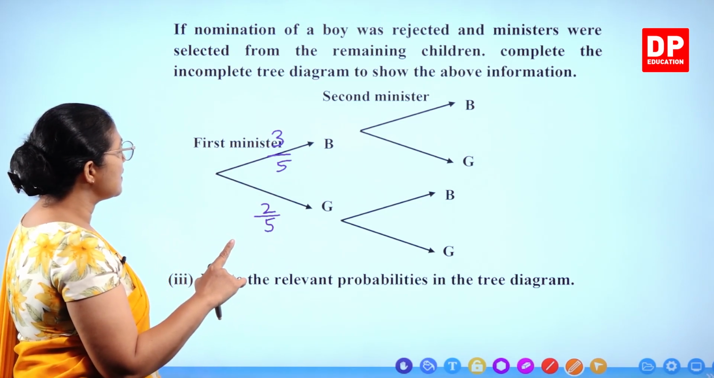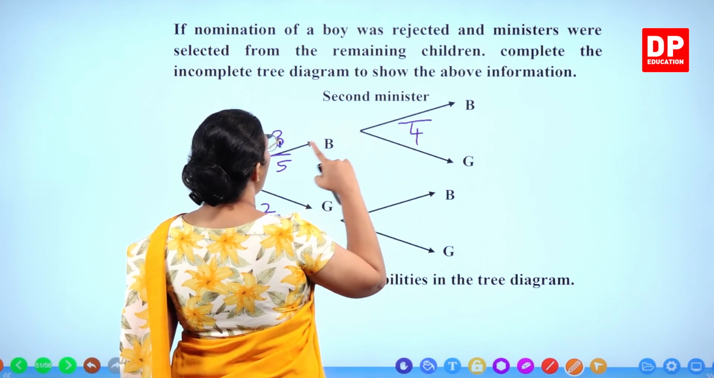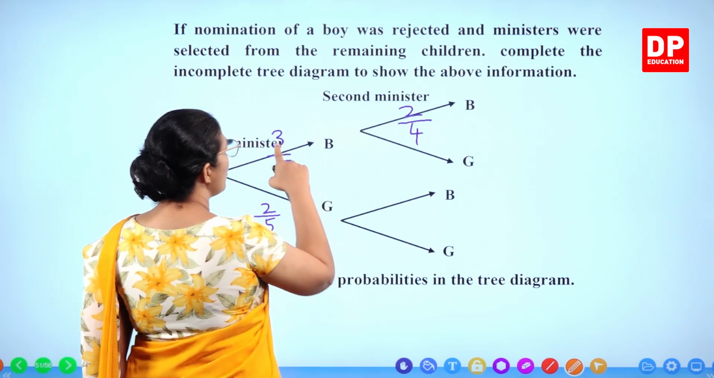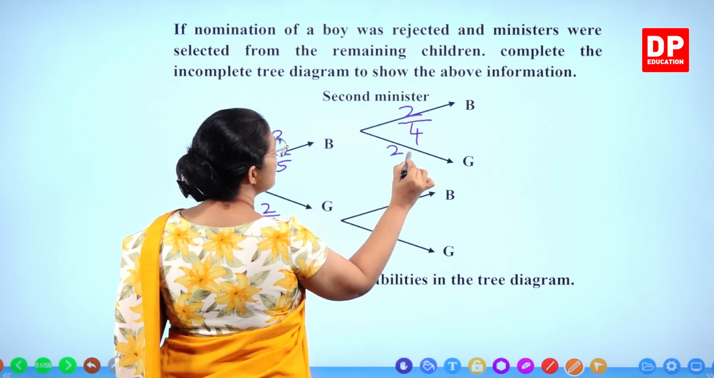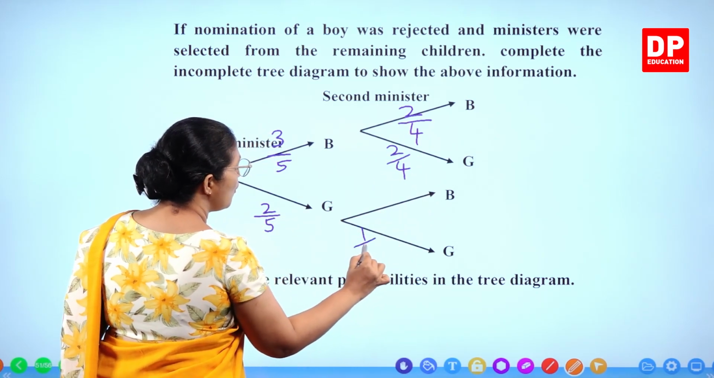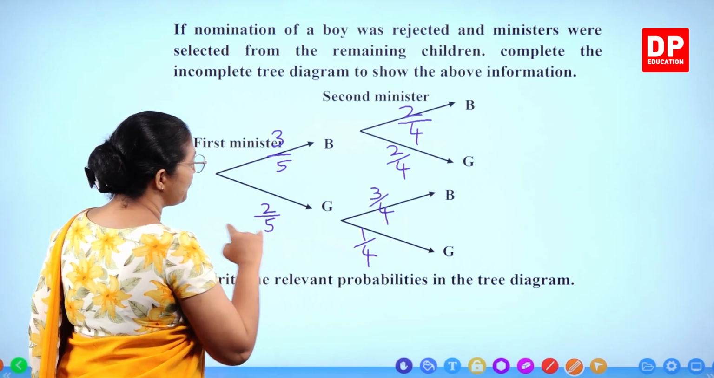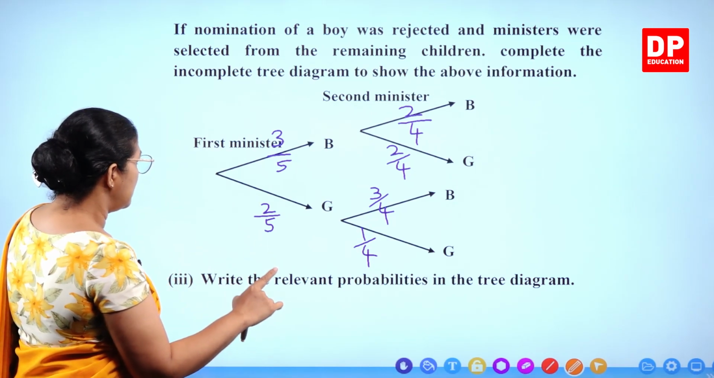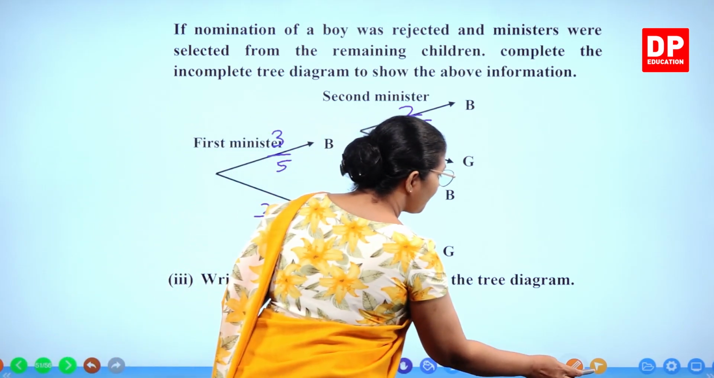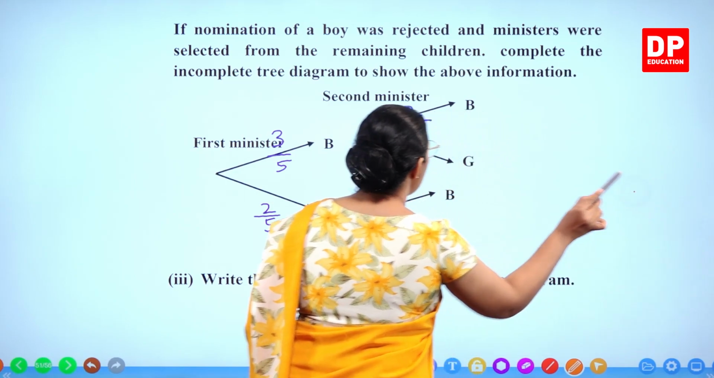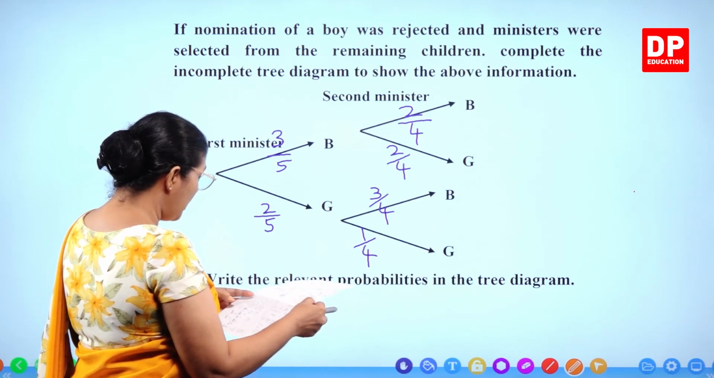This is for the first minister. Then for the second one, you can't take the same boy. So altogether 4, 2 over 4, because from 3, 1 has already been selected. So 2 over 4, this is 2 over 4. This one 1 over 4 and this is 3/4, because one girl has already been selected here. So this is the final tree diagram. Write the relevant probabilities in the tree diagram. So how many marks for showing all this information? 3 marks you are getting.